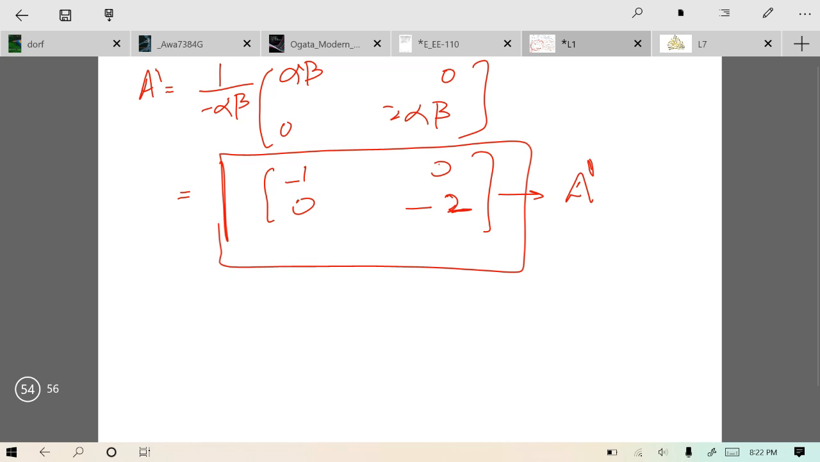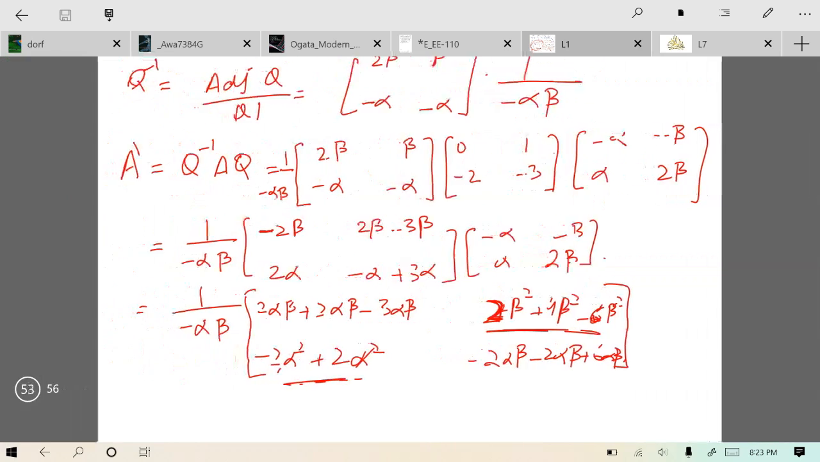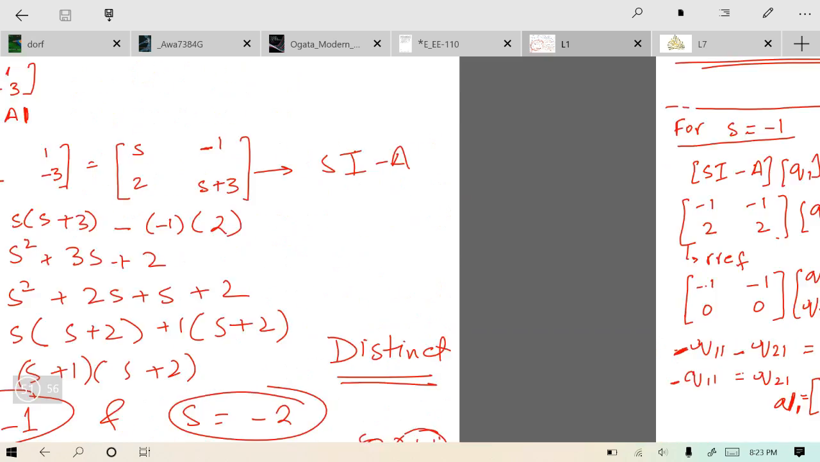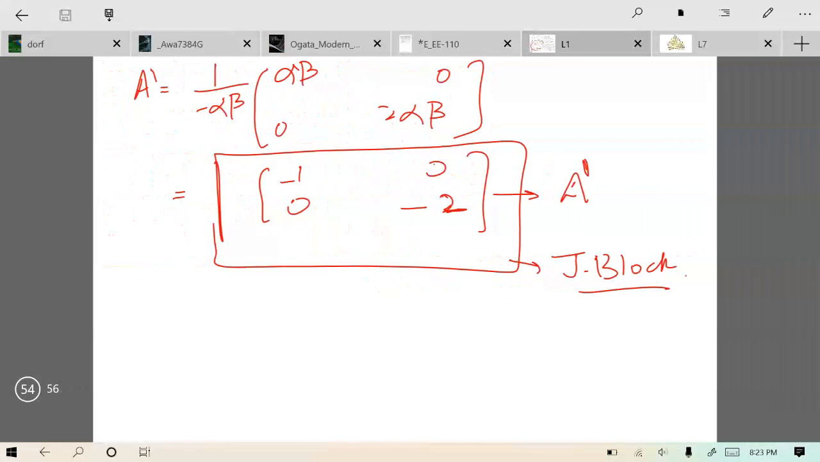Now this is not just a result. I want to discuss something about it. This is a Jordan block. How? What were the eigenvalues? Eigenvalues were minus 1 and minus 2. Can you see the eigenvalues over here?